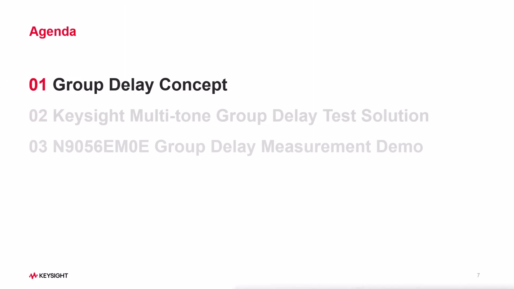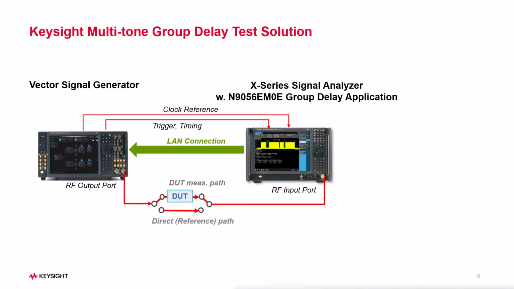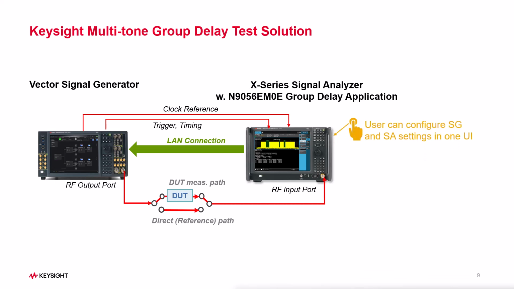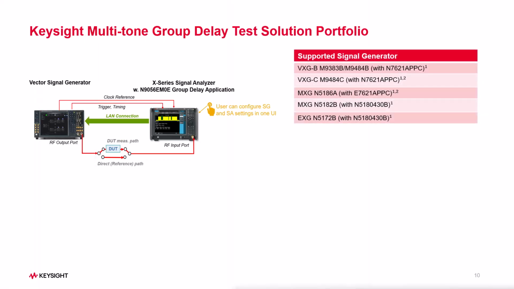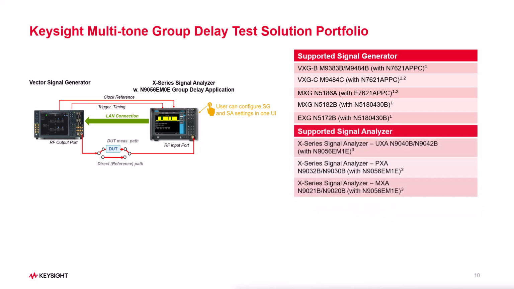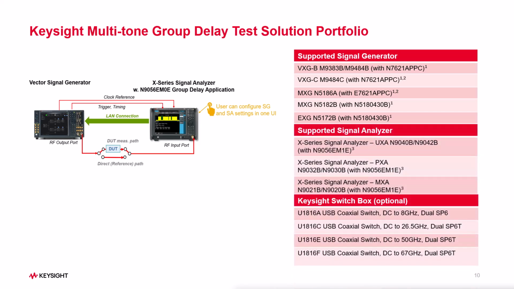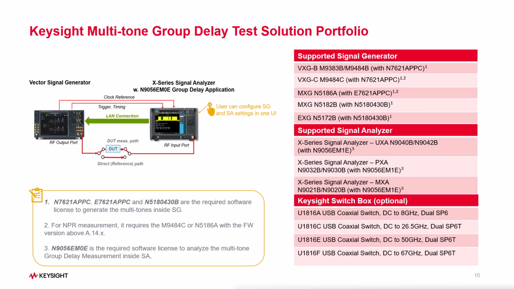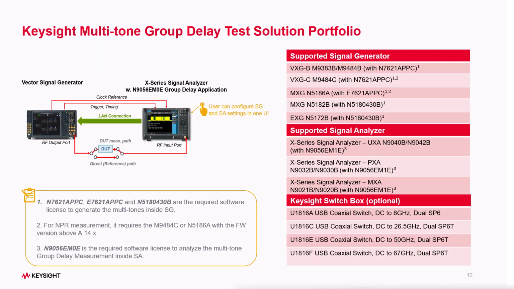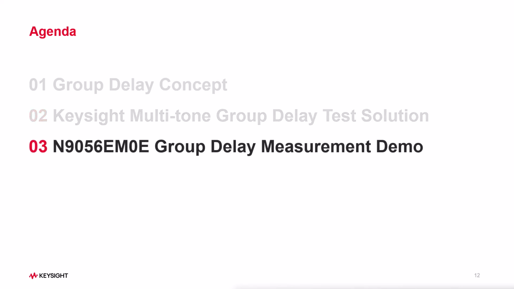So with Keysight multi-tone group delay test solution, you can easily create and analyze the multi-tone signal within a single user-friendly interface. Now this solution works with different signal generators and signal analyzers from basic to high-end. We also offer the option of the switch box to make testing easier. To use group delay measurement, please make sure you have the valid software license and firmware version. Now let's jump into a live demo.